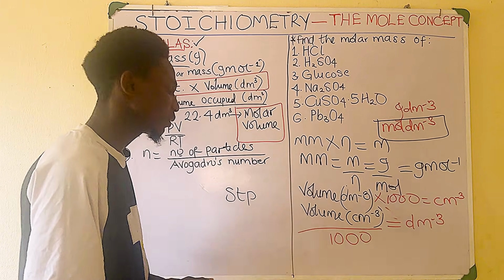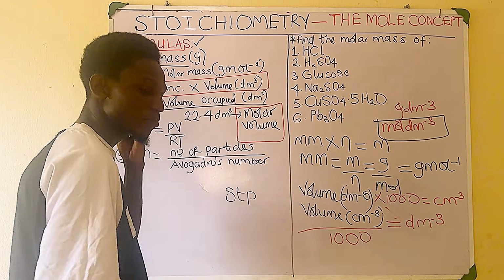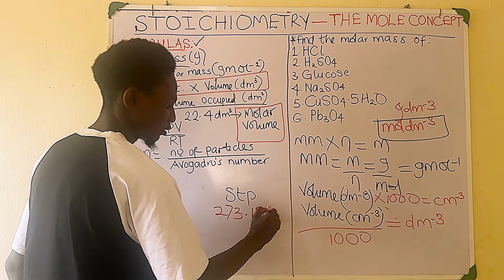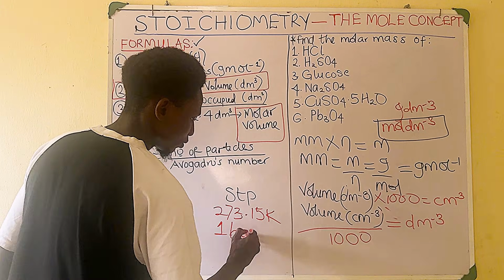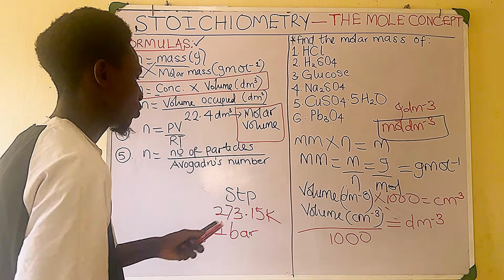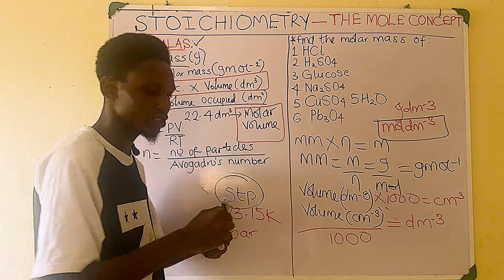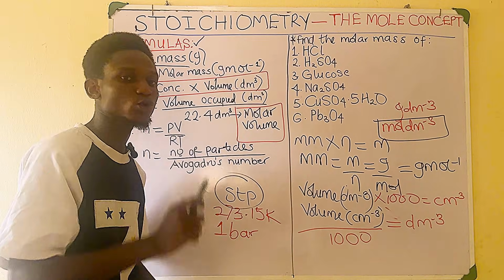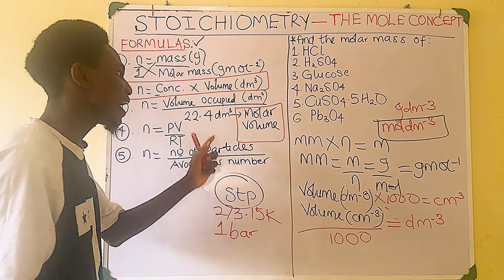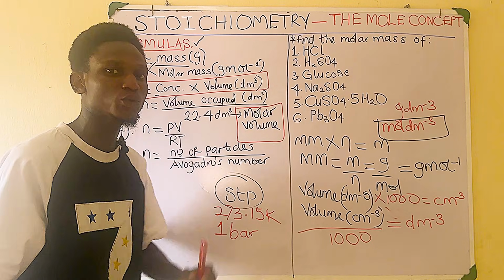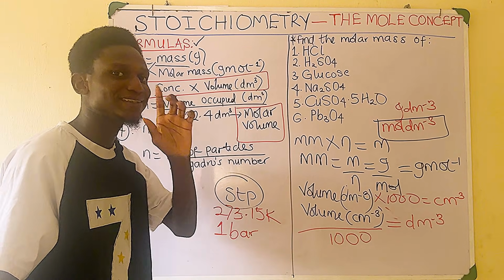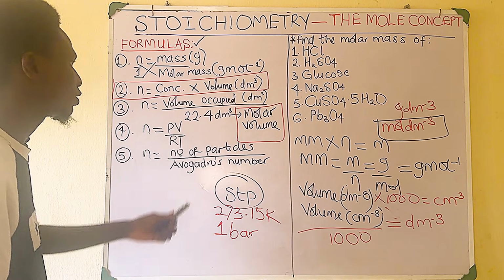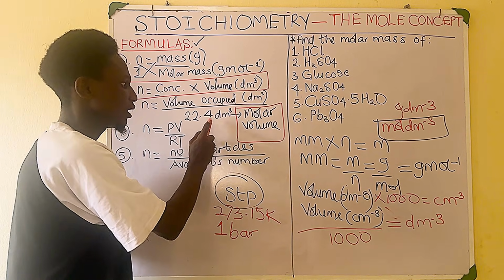According to IUPAC, the standard temperature and pressure is 273.15 Kelvin, and then we have 1 bar. That's the pressure at STP. So that's what we mean by standard. You're going to see it, especially when you get to gas laws. So this is the volume that 1 mole of a gas occupies at standard temperature and pressure, and is equal to 22.4 dm cube. So in case they ask you a word question, the molar volume of a gas is numerically equal to 22.4 dm cube. So the formula is number of moles equals volume occupied divided by molar volume.